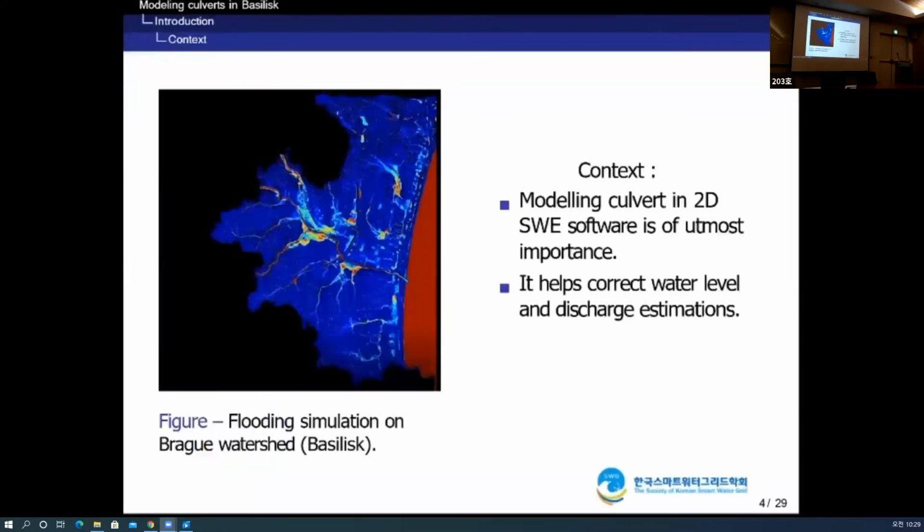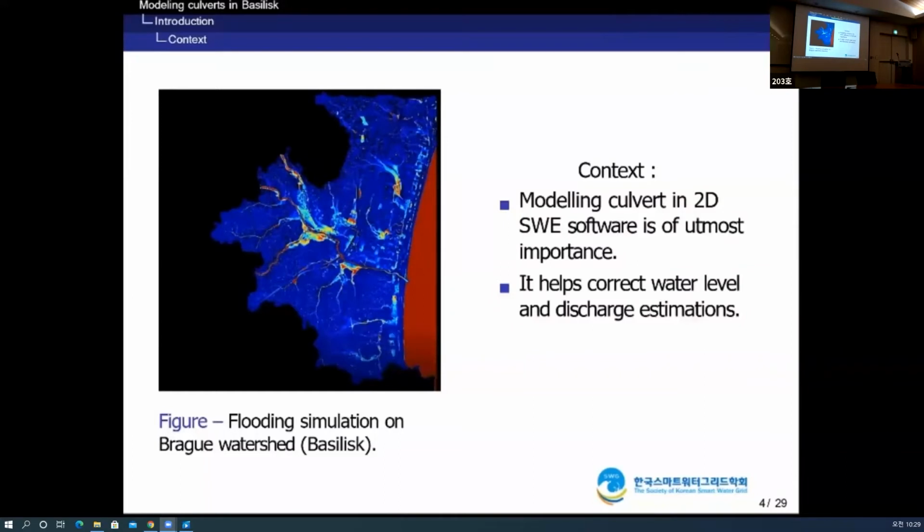Some context: the modeling of culverts, so a culvert pipe or box pipe that conveys water from the upstream to the downstream of a bridge, train tracks, or walkway. Whatever would keep the water from flowing, we need a culvert to let the river water pass. And in 2D shallow water equation software, the issue is that you cannot implement the structures because they are 3D structures, and you need to find a way to implement them to correct water level and discharge simulation to have the best flow simulation possible.